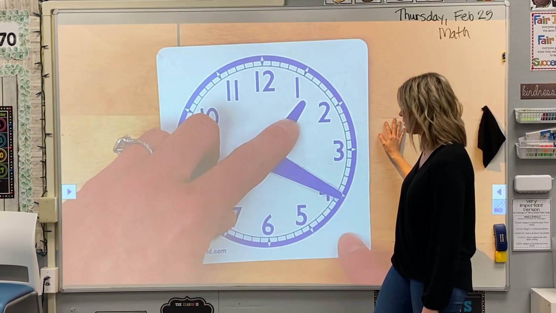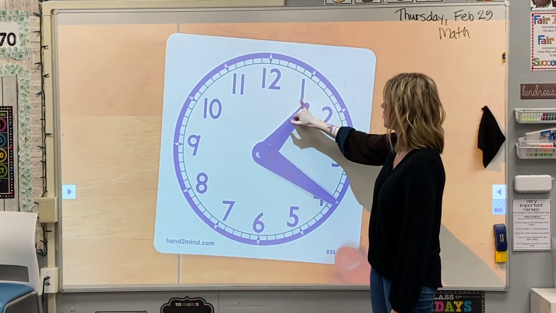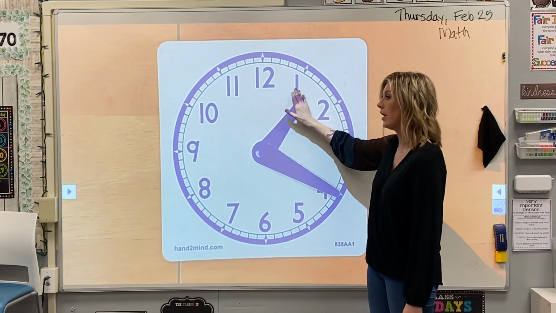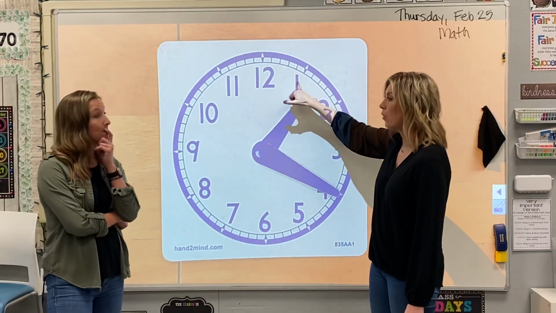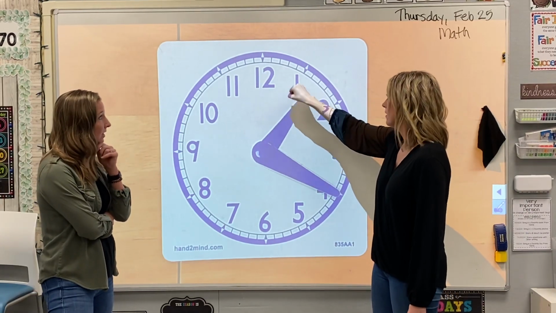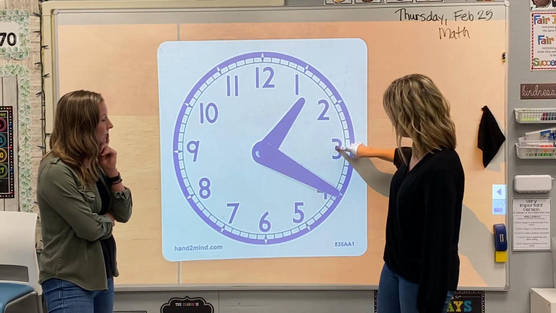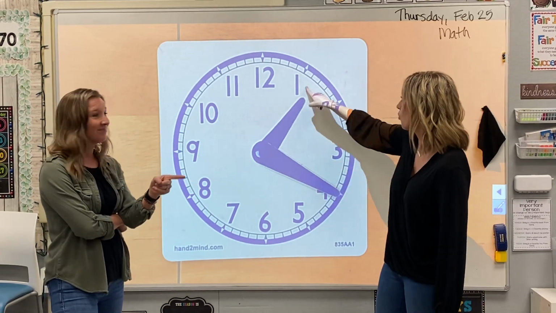Okay, that's definitely harder. So I still see that the hour hand is between the 1 and the 2, so it's still in the 1s. But I'm going to use my knowledge of skip counting, starting at the 1, skip counting by 5s. Let's see. 5, 10, 15, 20. So it's 1:20.